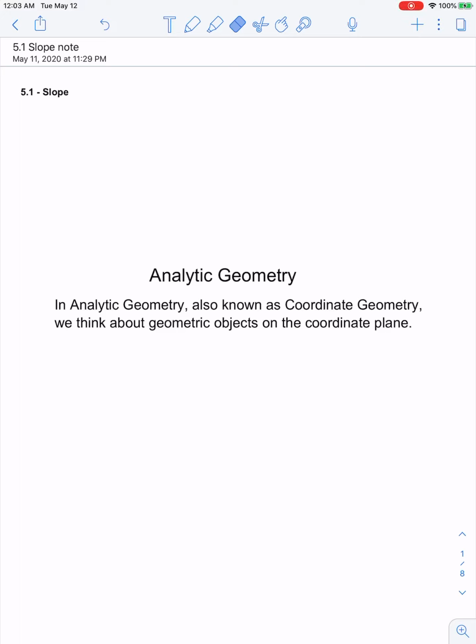Okay, so welcome to Unit 5, Analytic Geometry. Analytic geometry is also known as coordinate geometry. Basically we look at properties of geometric objects on the XY plane, so on the coordinate plane. Your XY plane looks like this. There's X, there's Y, and geometric objects.